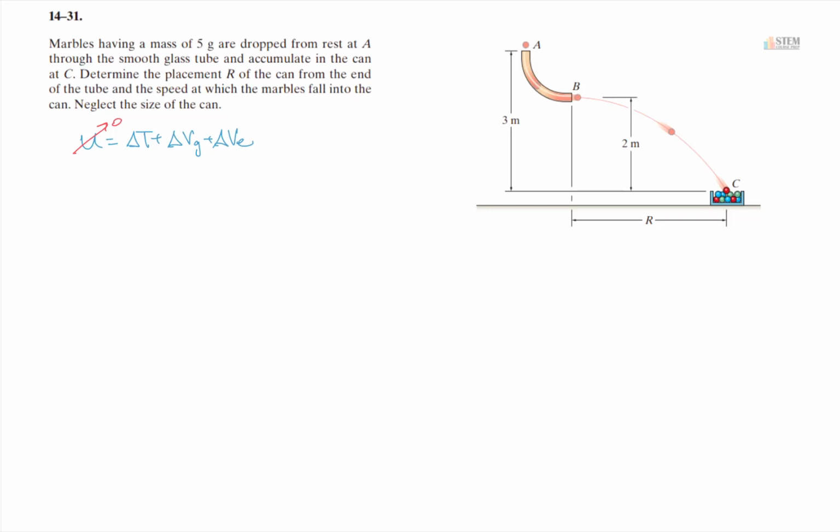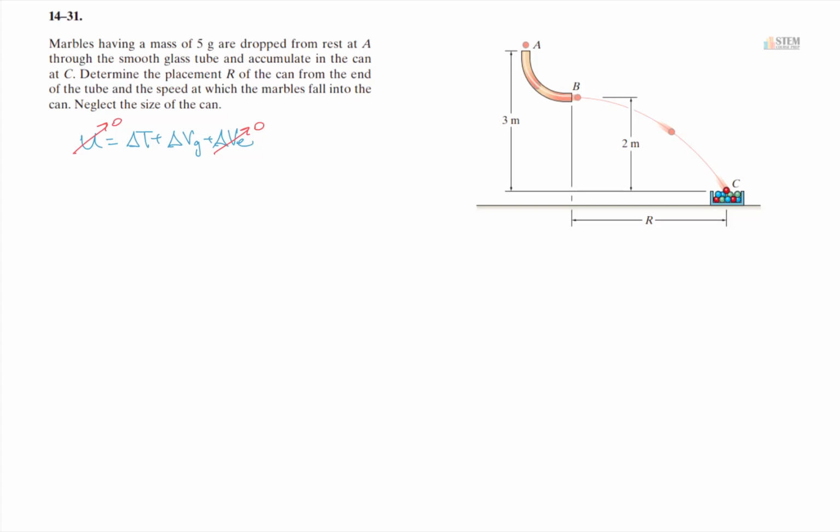Then we've got delta T, that's change in kinetic energy. So if we have a change in speed, we're going to have that term, so that stays. We have potential energy due to gravity. We've got that because we've got this elevation change. And then the last one, delta Ve, that's elastic potential energy. I don't have a spring, I don't have like a rubber band, I don't have anything like that, so this is going to go away. That leaves us with our delta T plus delta Vg.